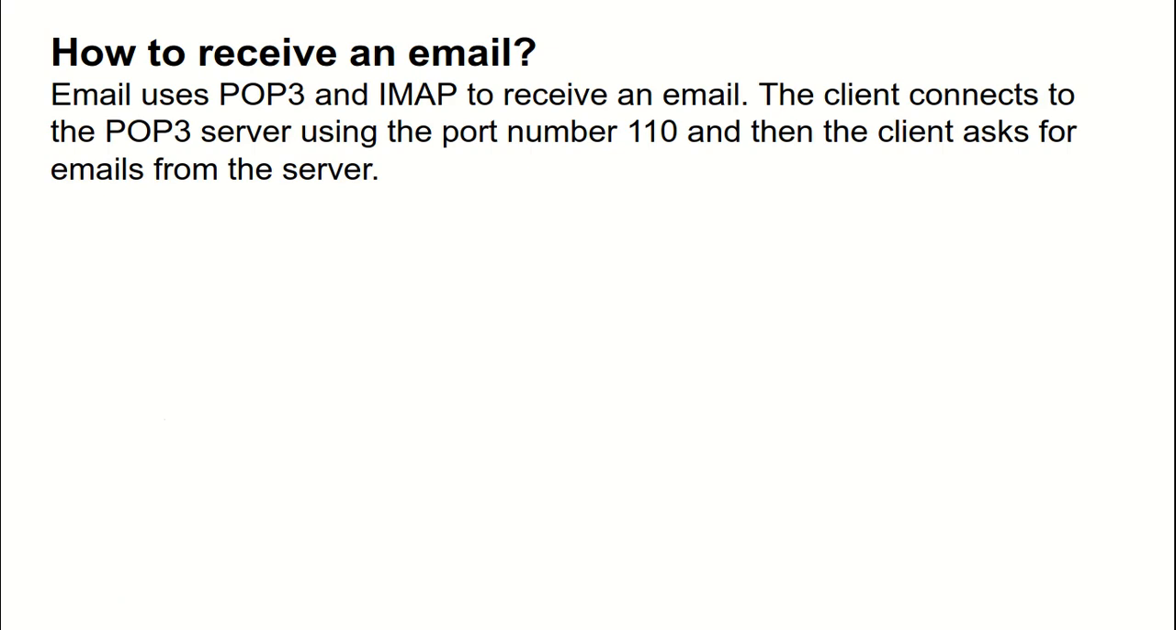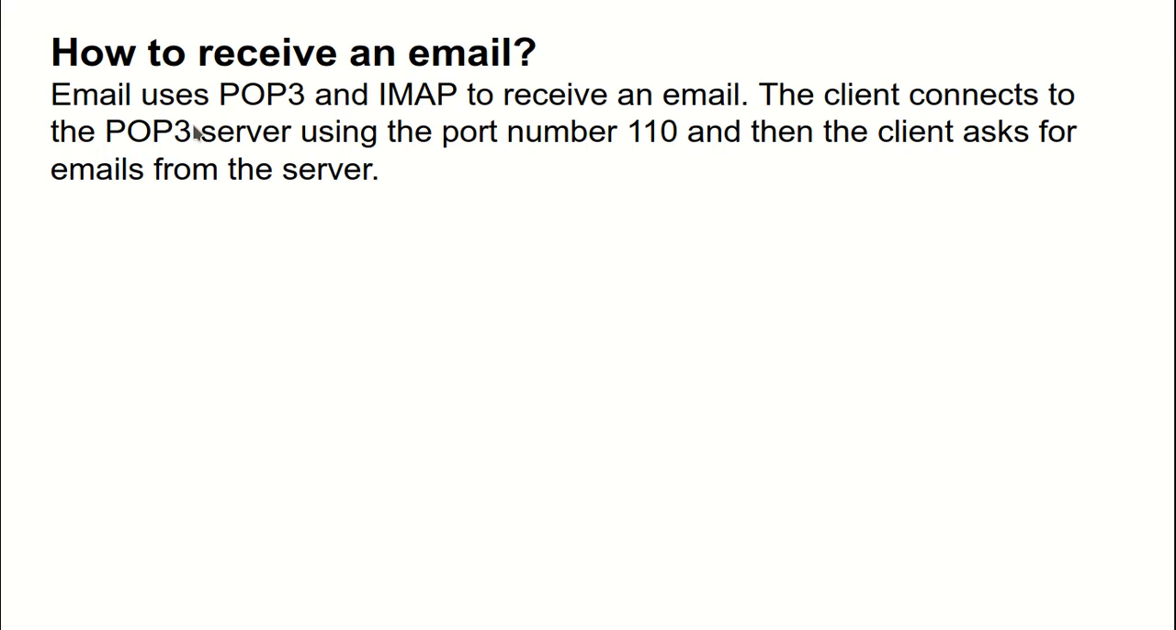Email uses POP3 or IMAP to receive an email. In the previous video I have also shown you what POP3 and IMAP are, but I will explain here what they are. These are the protocols that are used to receive an email. The client connects to the POP3 server using the port number 110, and then the client asks for emails from the server. Basically, it will connect to the POP3 server, and then the client will request the POP3 to give it an email.